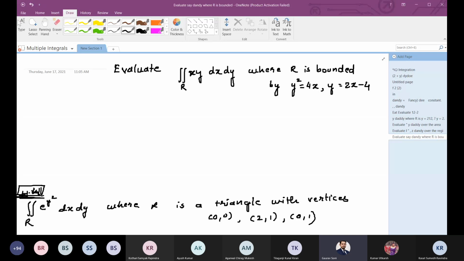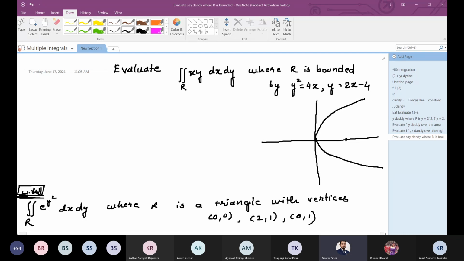Yes, has anyone drawn the diagram for the above? y square equal to 4x is a parabola which is opening towards the positive x-axis. For this line, y is equal to 2x minus 4. If you put y equal to 0, you'll get x equal to 2. And if you put x equal to 0, you get y equal to minus 4.